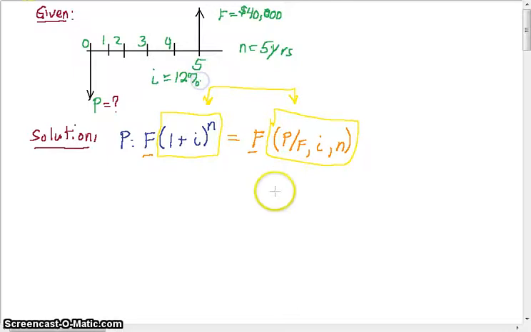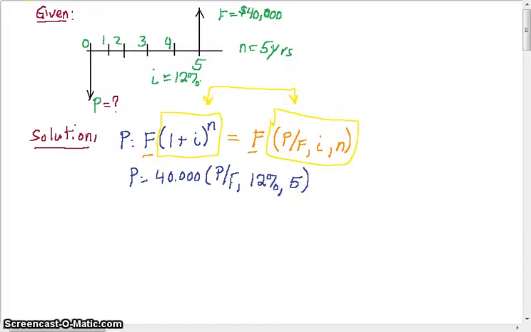Okay? What amount of P do we need to put in to get this $40,000? And I'm going to solve it using the functional notation. So we are still looking for P. P equals, and we know it's $40,000 times find P given F at 12% for 5 years.